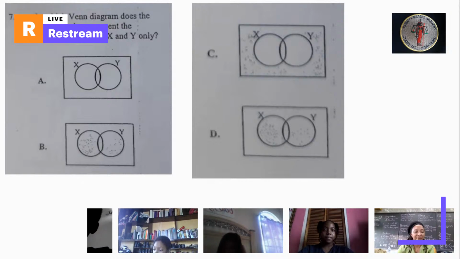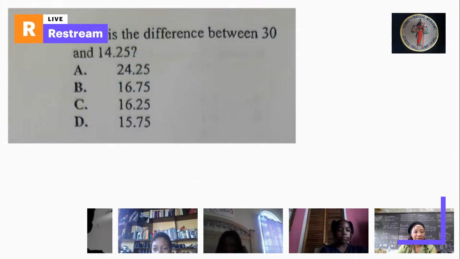Amari, number 7. Miss, I can't say that one. Okay, so in which Venn diagram does the shaded region represent the intersection of sets X and Y only? I think we're going to skip this question because you can't see the shaded region properly. All right, so Amari, read question 8, please. Miss, can you please read it first, then I'll read it again.